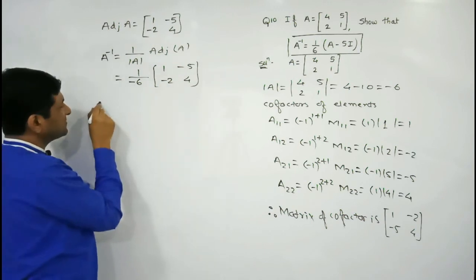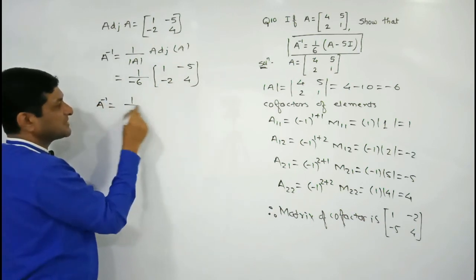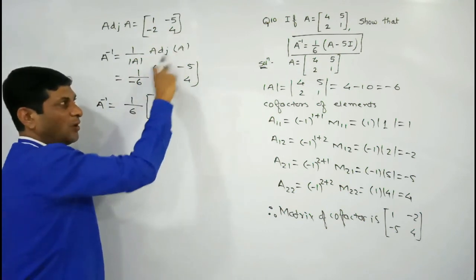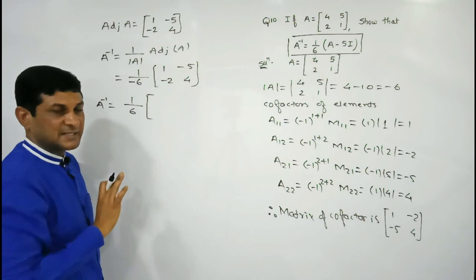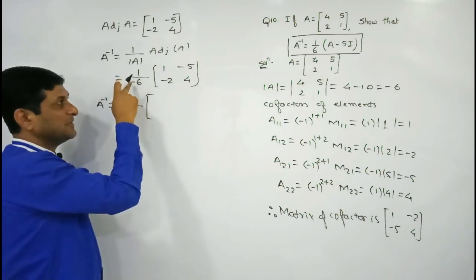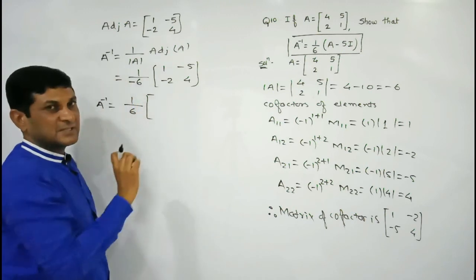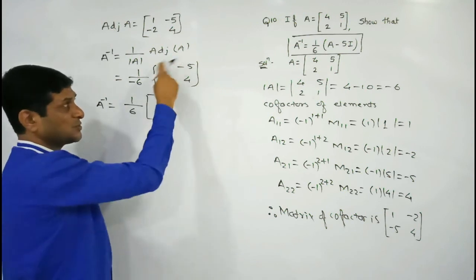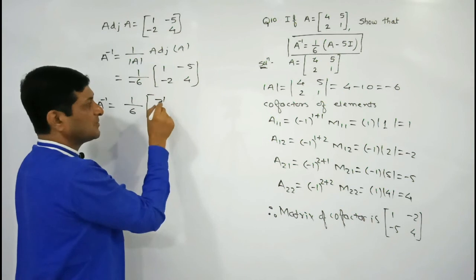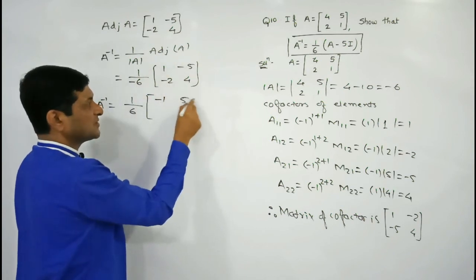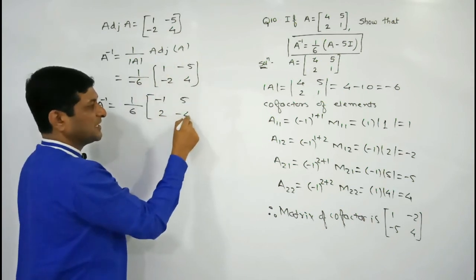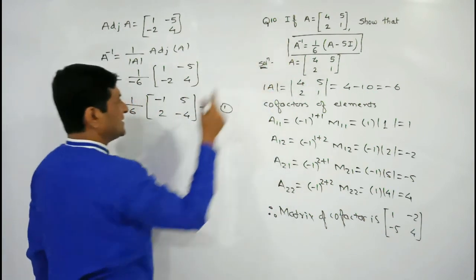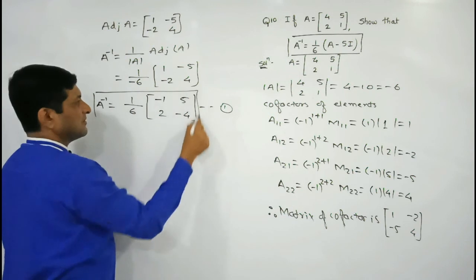So now we are writing it in simplest form. Simplest form means what? I am multiplying by minus to all the elements of this matrix to eliminate this negative sign. So the sign of all elements will get changed. Here we will get minus 1, here minus into minus is plus 5, here we will get plus 2, here we will get minus 4. In this way we have got the value of the left hand side. Let us denote it by equation number first.